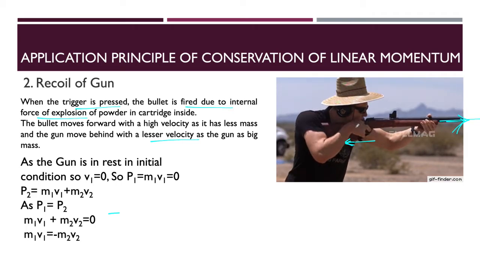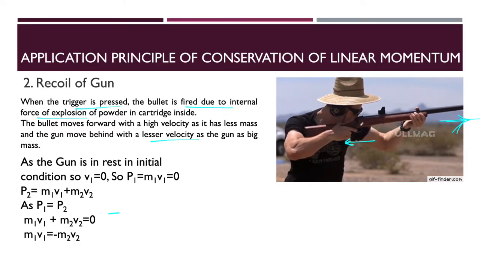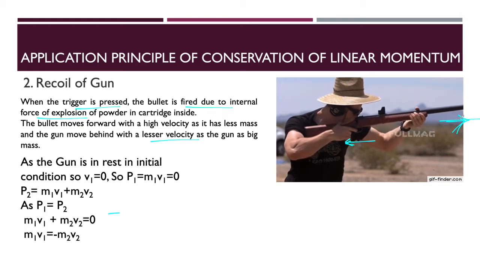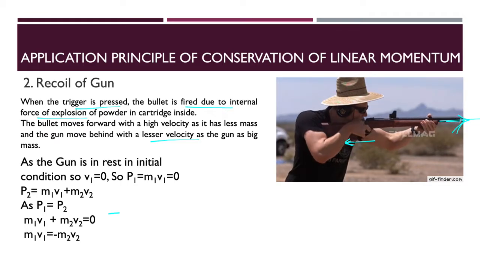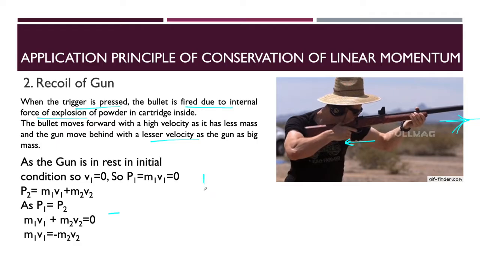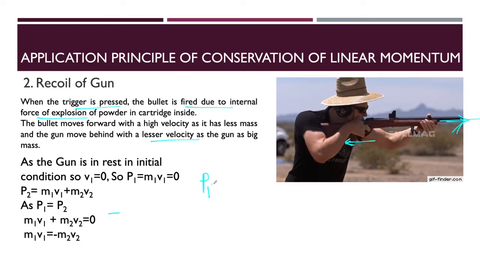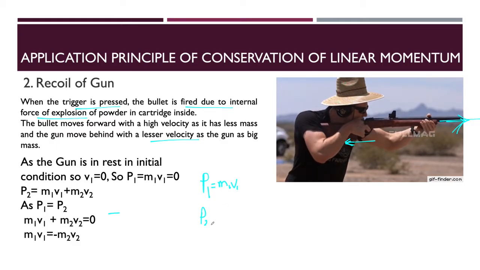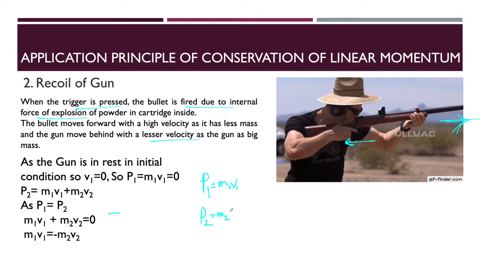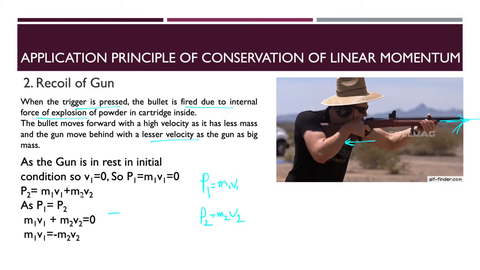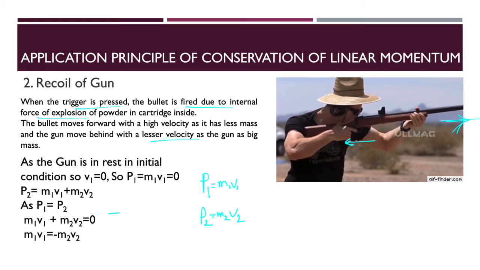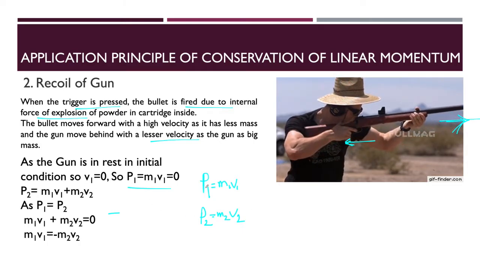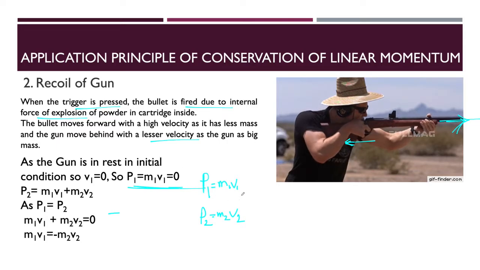Why is it like that? Because the mass of the gun is bigger and the mass of the bullet is very small. So we know that P1 means M1 V1 and P2 means M2 V2. Here, when the man and the gun are in a resting condition, there will be no movement. So that means P1 equals 0.